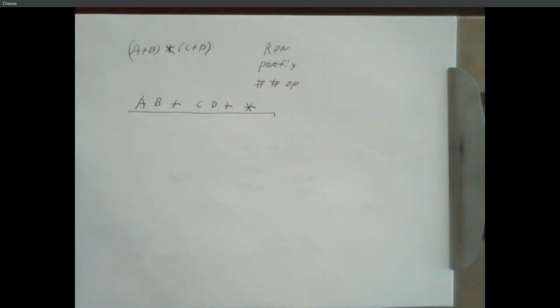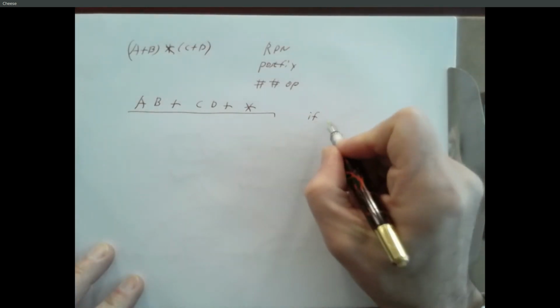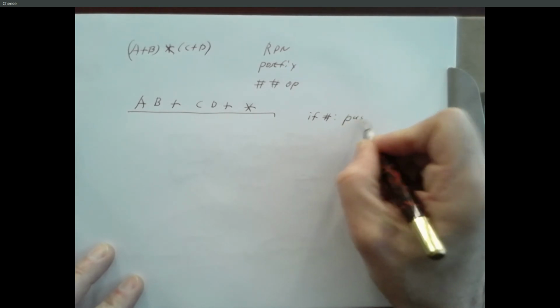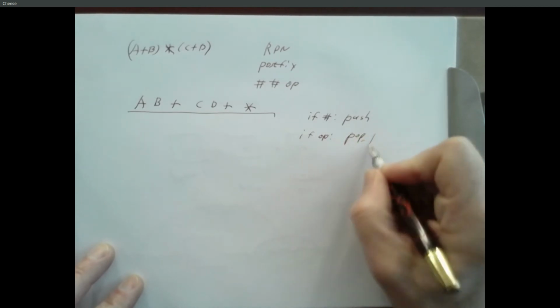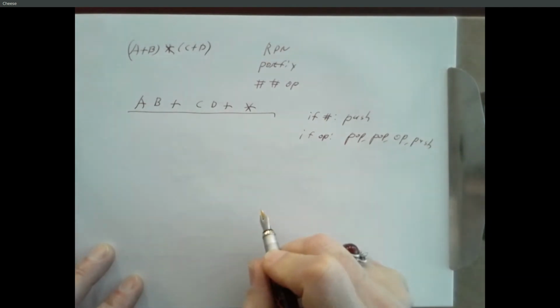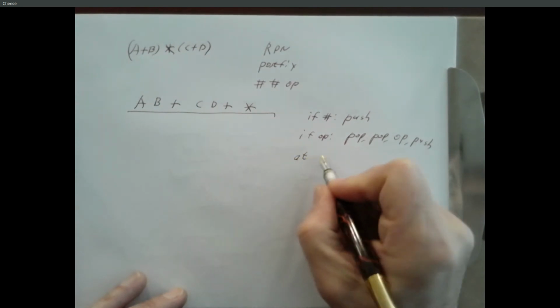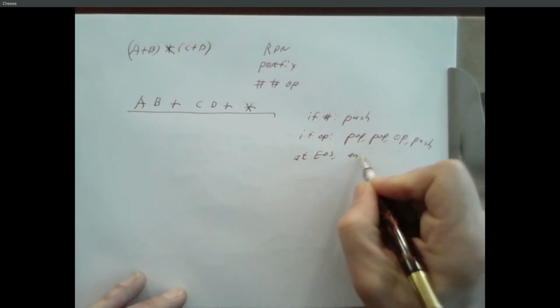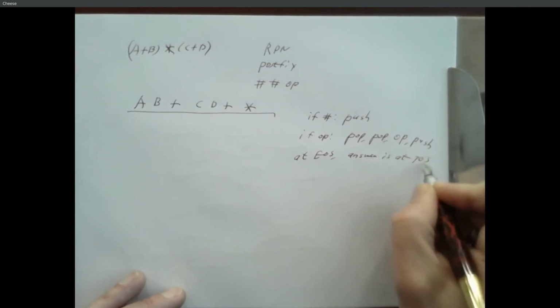It turns out if we have an expression like this, we can evaluate it using a stack, and it's really straightforward. So here's an algorithm. If you have a number, push. If you have an operation, pop, operate, and push. At the end of the string, your answer is at the top of the stack.